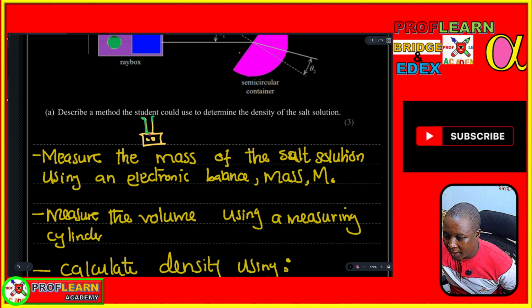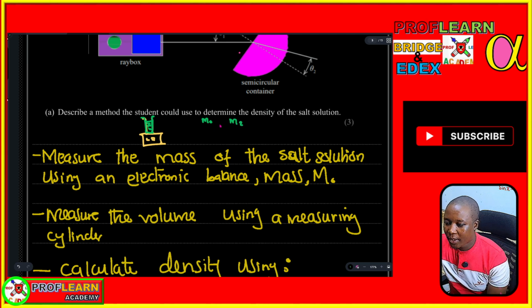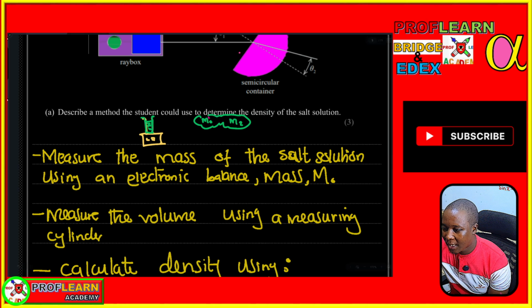So the student could measure the mass of the empty measuring cylinder and record the reading. Maybe that is m naught. Then put some liquid salt solution in the measuring cylinder, and that will be m2. So for you to get the mass of the liquid, you need to subtract the two. That's how the experiment can be carried out.